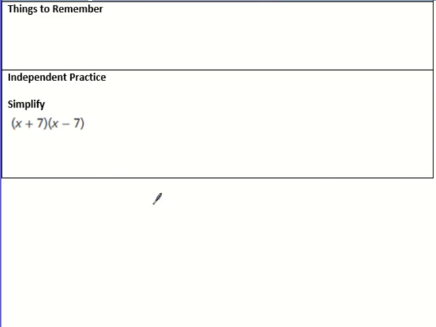All right, so the things to remember are just memorize those rules. It's a lot of algebra stuff. Just memorize the patterns, memorize the rules.